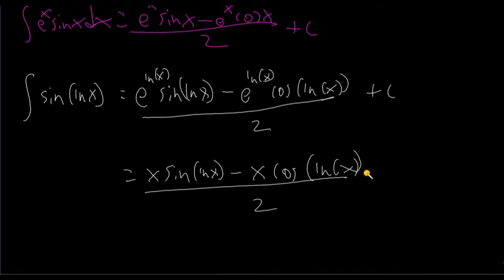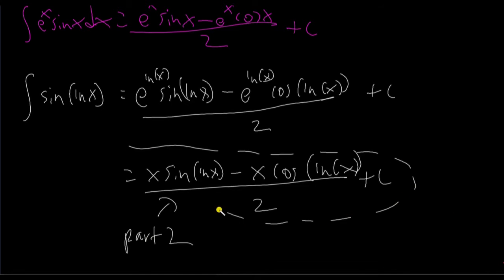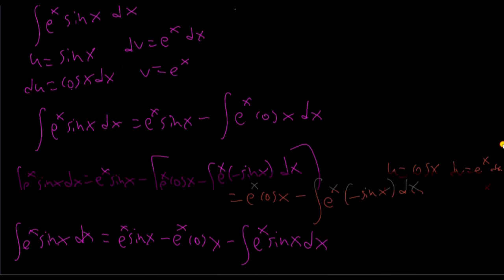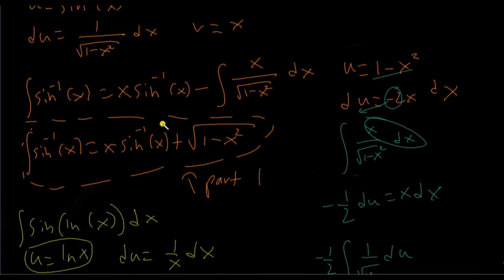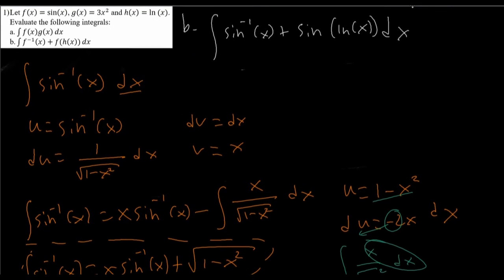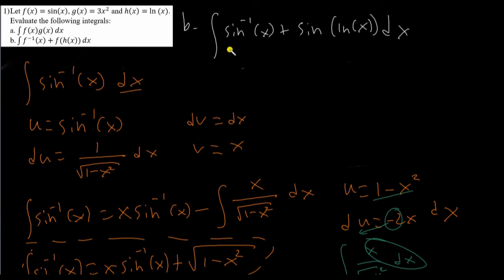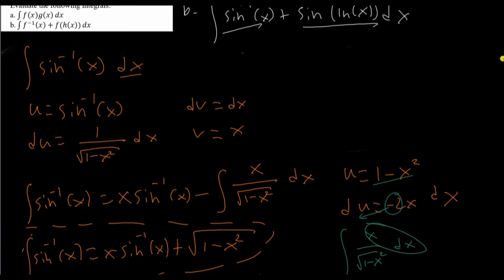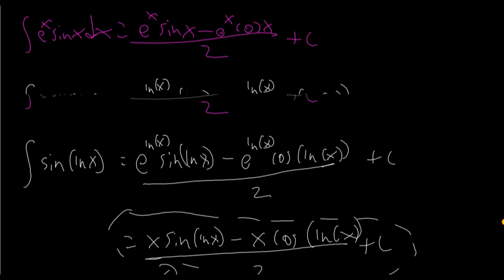over 2 plus c. And then remember, this is part 2 of our integral. Remember, we had 2 parts. This is part 2. And then, or is it up here? We had part 1. So remember how in the very beginning we had these 2 things here. We had the sine and the natural log. So in our final answer, since we solved for both of these individually, now we need to put them together.